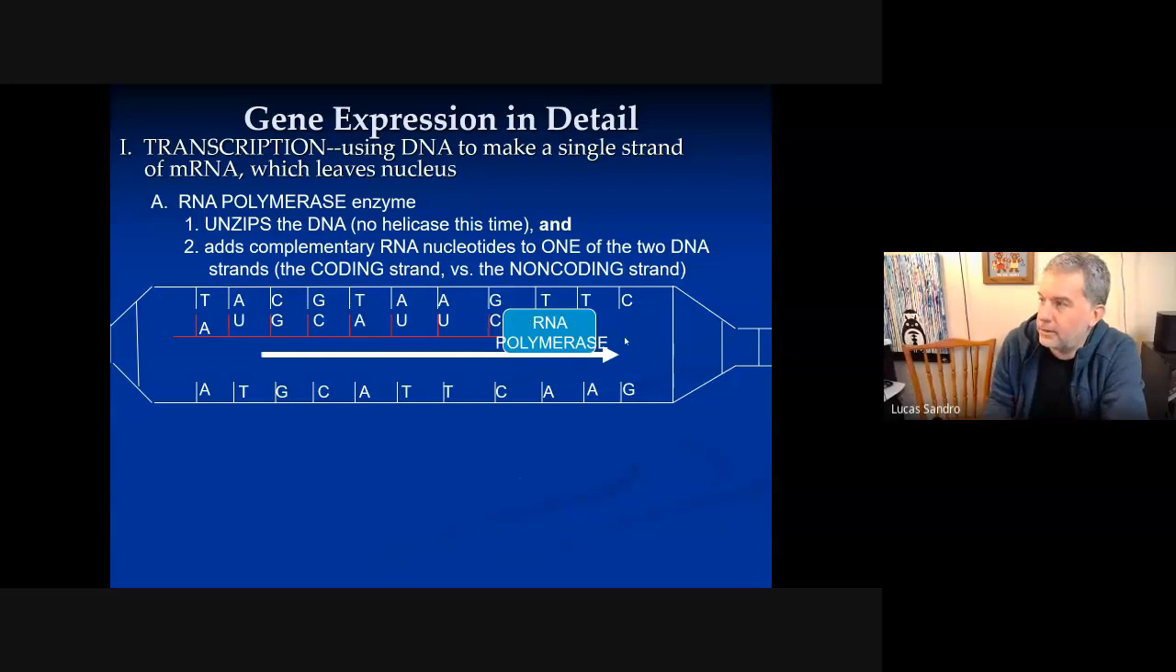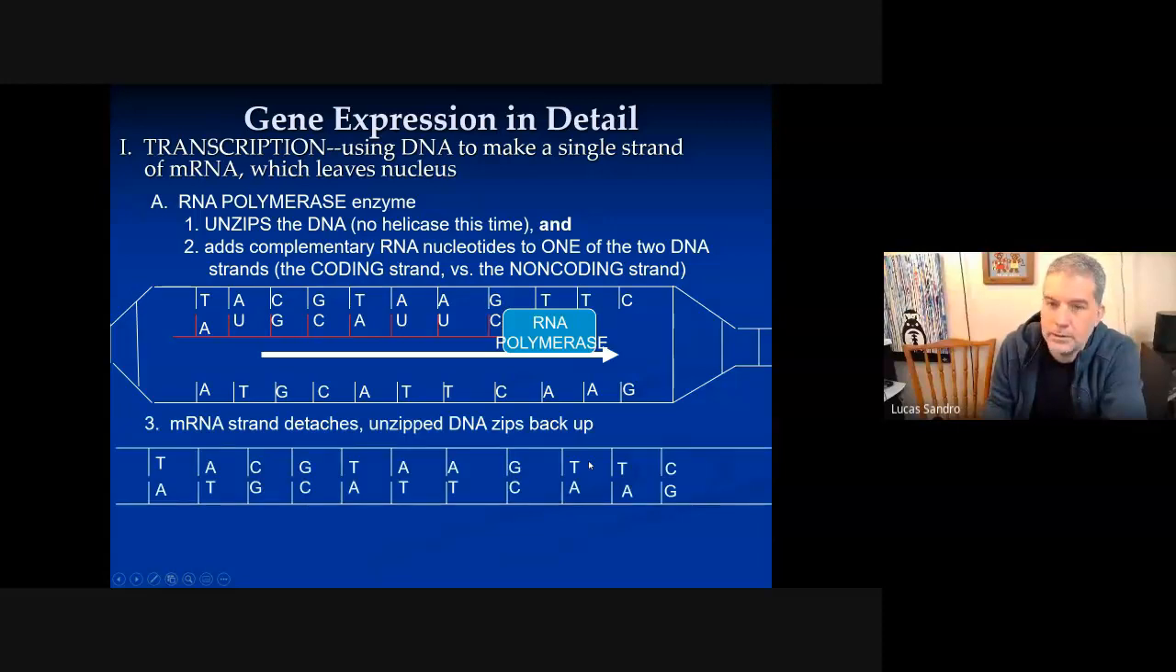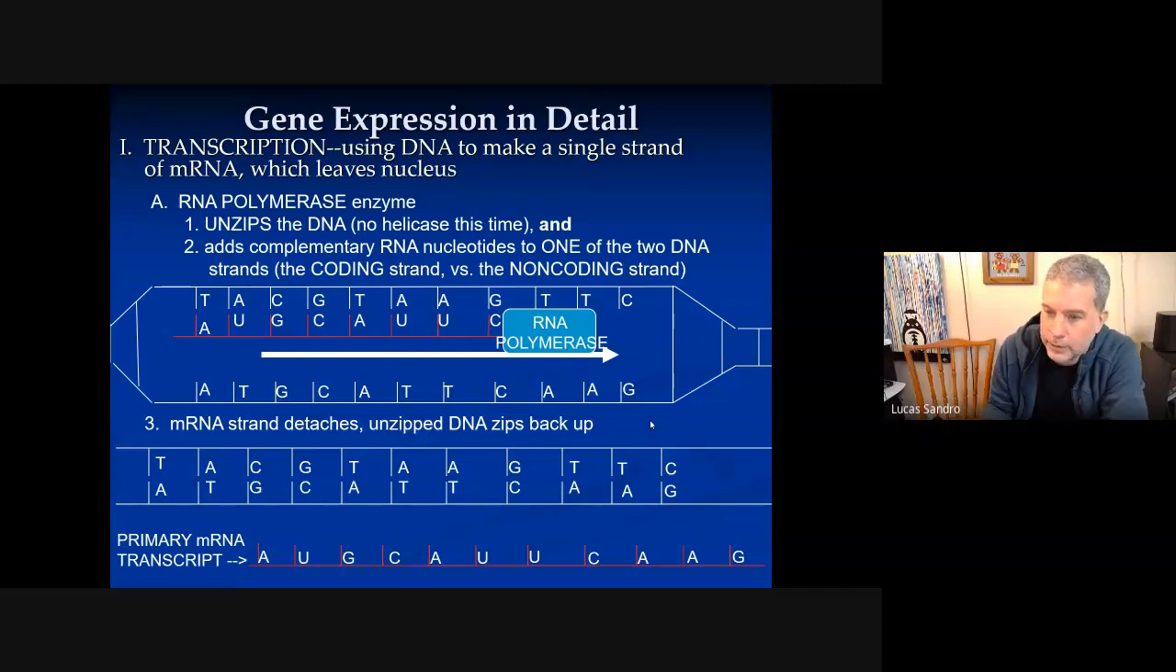So I said it unzips the DNA at the front, it rezips it at the back, and remember that RNA isn't as sticky as DNA. It's still going to hold together in the single strand that it is, but it's not going to stick to the DNA as well as other DNA does. And so it's kind of just going to fall off. And what you wind up with is the DNA just like it was, zipped back up. But now you've got a separate strand, which is what we call the primary mRNA transcript.